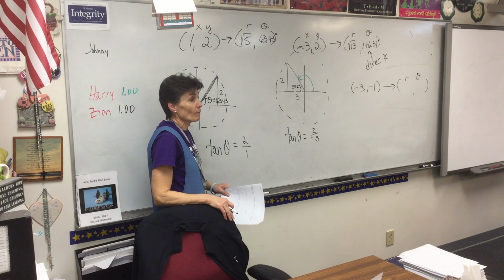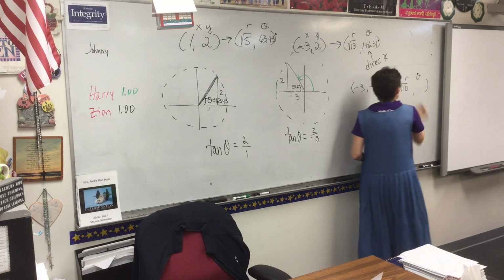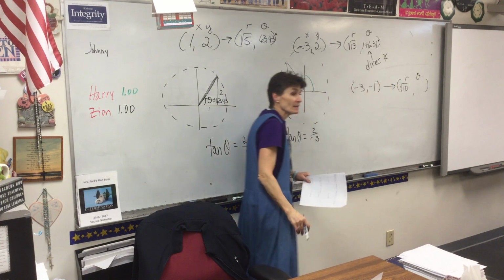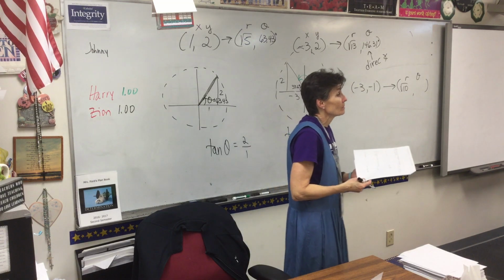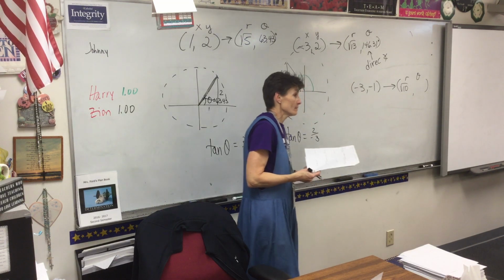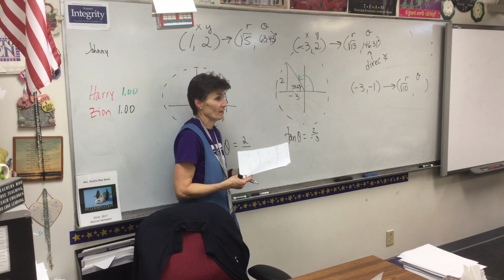So Joe has already said that the radius is √10. How do we find the radius? Magnitude. And how do we find magnitude? Square plus square, take the square root. That's right. So 9 plus 1, √10. Perfect.